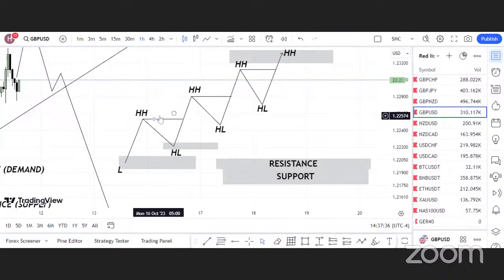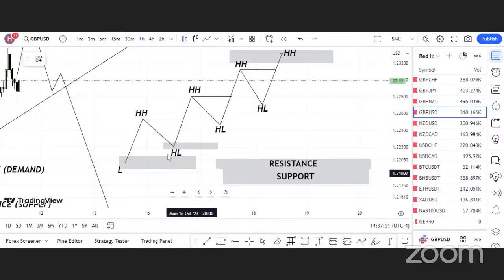Okay, anytime the market breaks a high, you want to look for where the market actually broke out. You want to mark it out. The market is going to reverse from the last low. Where is the last low? The last bearish market. This is a bullish market.